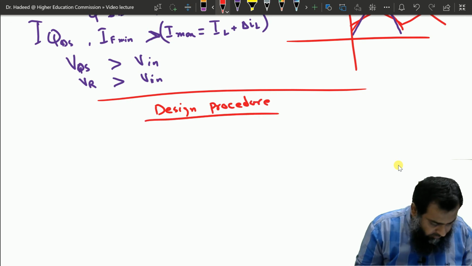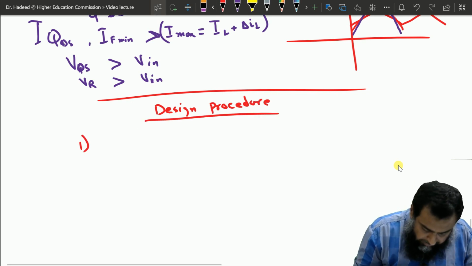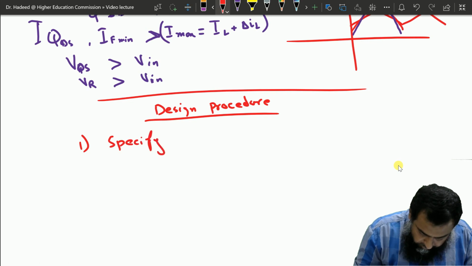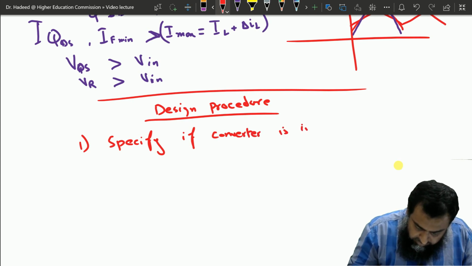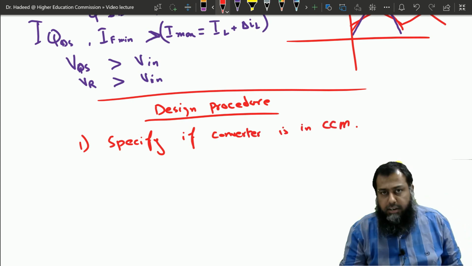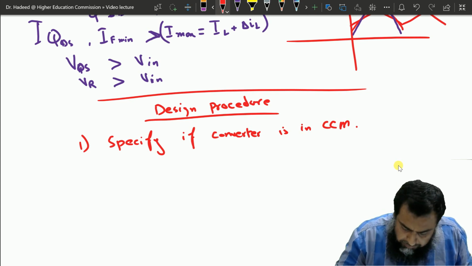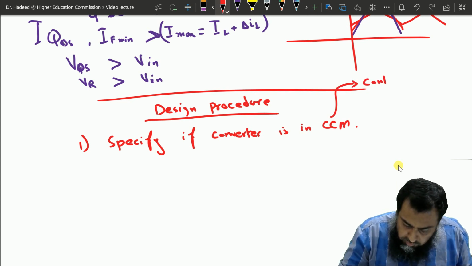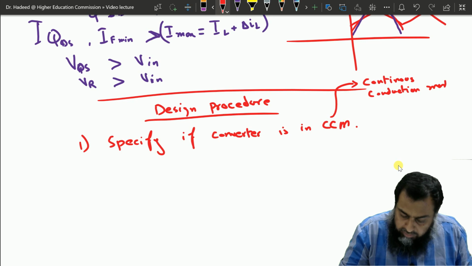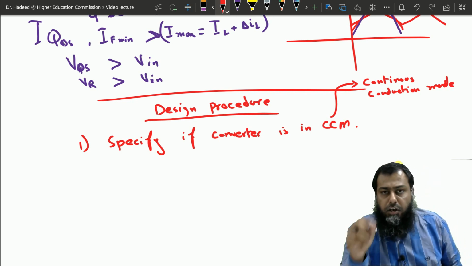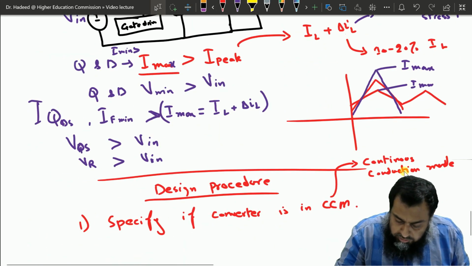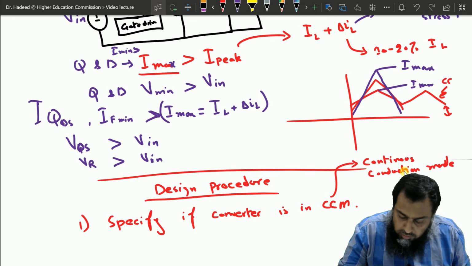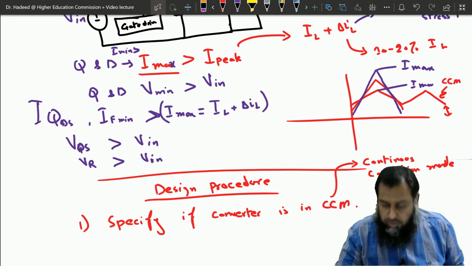The design procedure is as follows. We first need to specify if the converter is in CCM mode or not. This I haven't discussed yet, but as a time step we can say that the CCM is known as the continuous conduction mode. Continuous conduction mode means that the inductor current always has a non-zero value. Just like here we have inductor current without touching this 0 point, we call this a CCM, that the inductor current is in a continuous conduction mode.